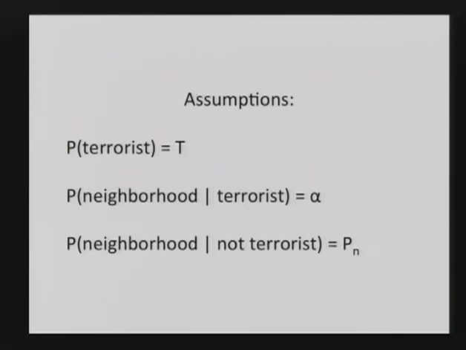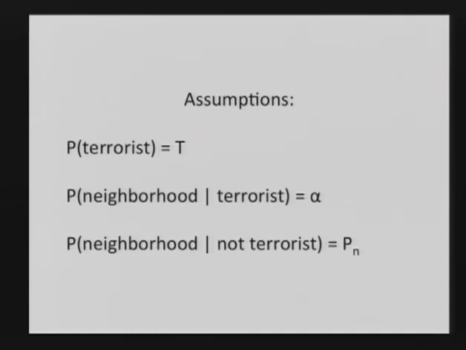The third parameter here is the probability that Bob just happens to be in the neighborhood of known bad guy, even if he's not a terrorist. And this essentially, we'll say, is equal to the probability that 2 random people happen to be in each other's neighborhood. And we'll call this Pn, the probability of being in the neighborhood of some randomly chosen person.